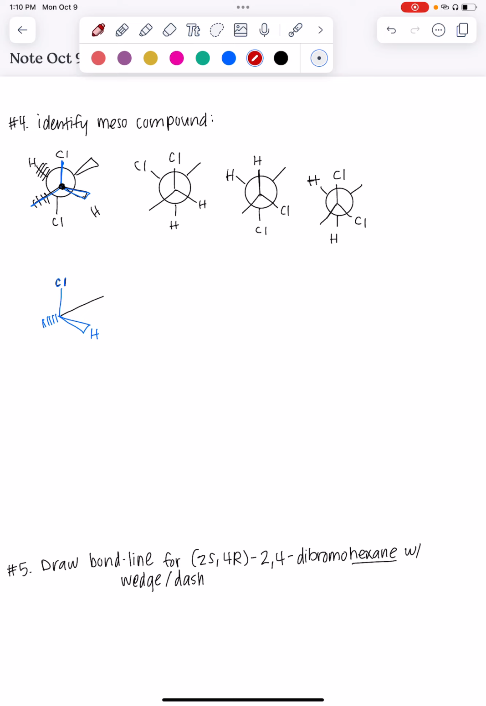And then I can look at the back carbon, which I'll draw in red. We've got this, we've got this, and we've got this. And so we can see that there's a chlorine coming down, there's a methyl group coming forward, and there's a hydrogen going back. And now I have this molecule drawn as a sawhorse. And again, we have that carbon-carbon connection here that's still in plane. And so you can use this to break up this compound.